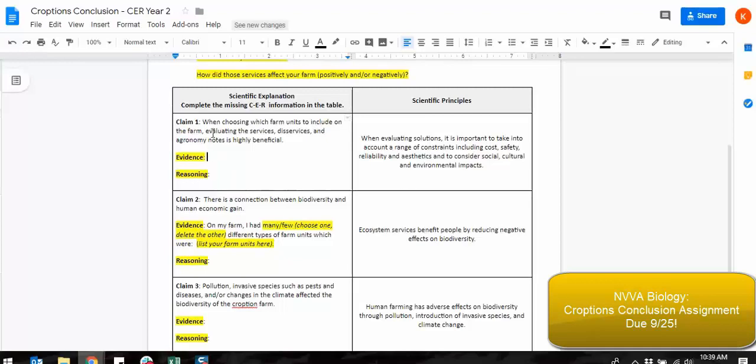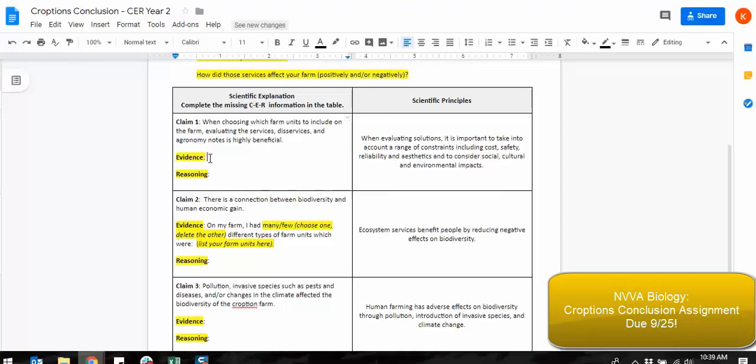So it says, when choosing which farm units to include on the farm, evaluating the services, disservices, and ergonomy notes, those were 3 columns on your Croptions menu that was beneficial for you. So give me your evidence. I looked at blah, blah, blah, blah, and this, and that's all you have to put.